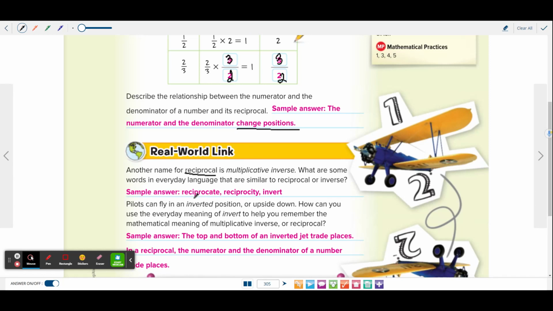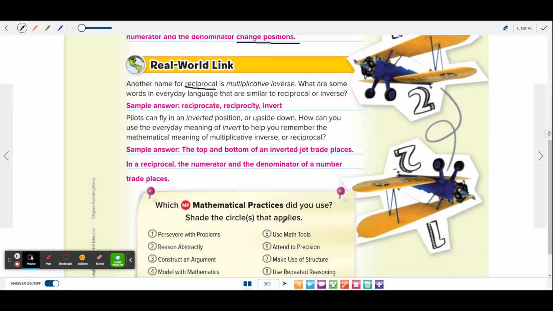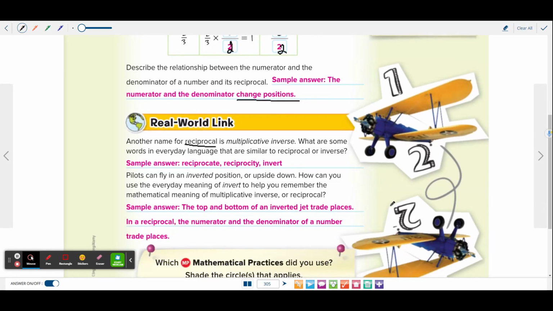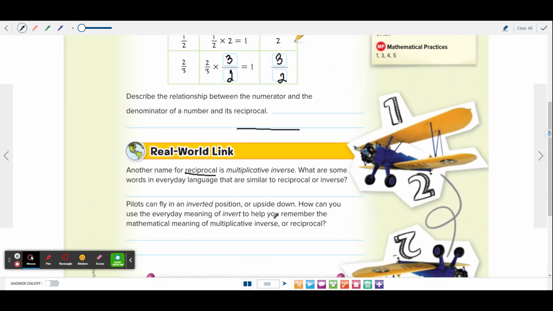So in everyday language, you could say reciprocate, reciprocity, invert, flip flop, whatever you want to say. Pilots can fly in an inverted position, that's upside down, where the cockpit is down instead of up. And they do that sometimes, at air shows, in the military, things like that. Okay, so inverse means flip flopped. If you had 1/2 and they did the inverse, it'd be 2/1. Okay, all right, let's go on to page 306 then.